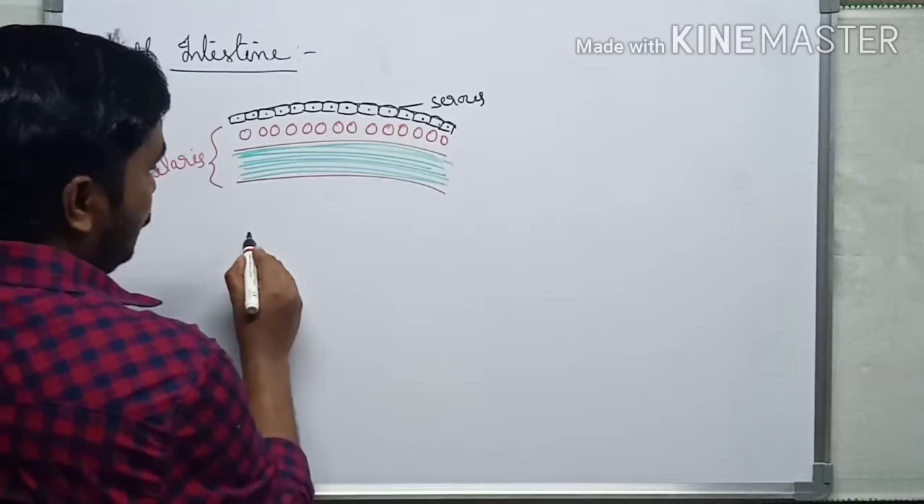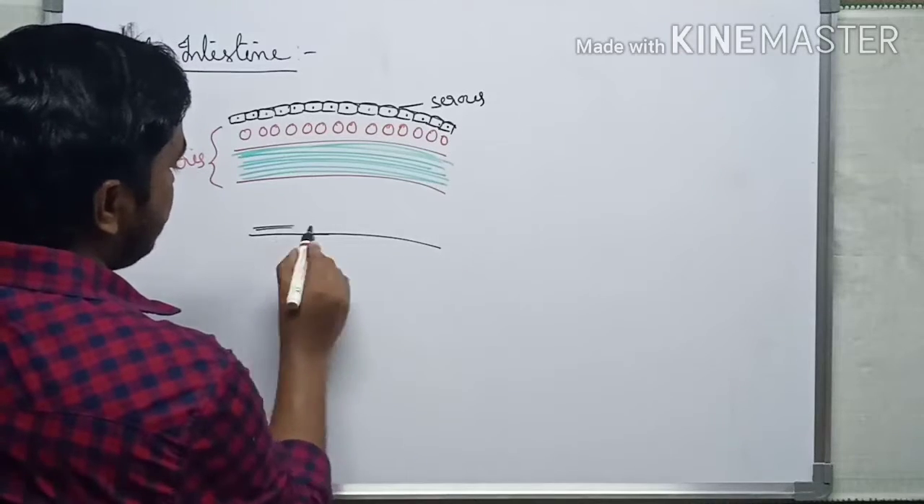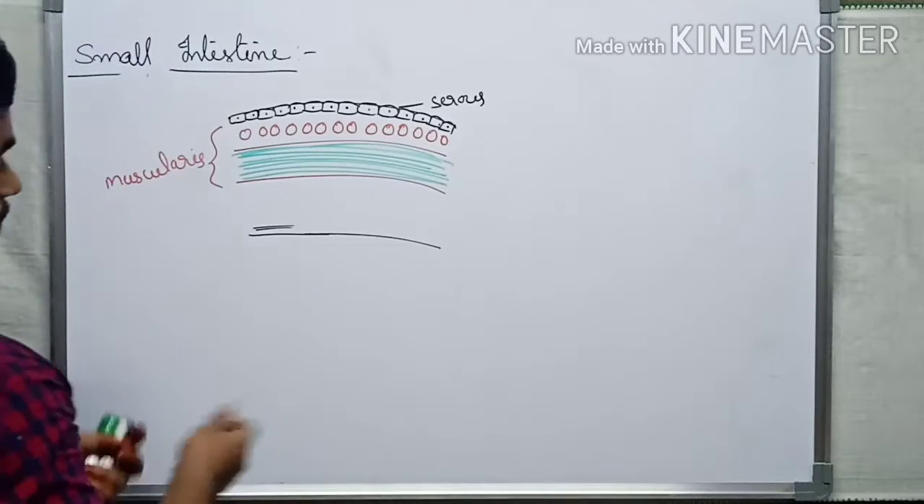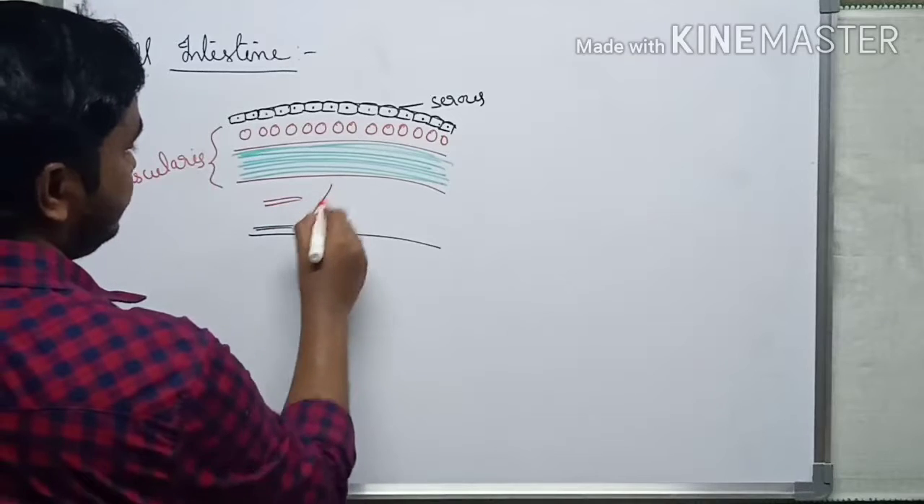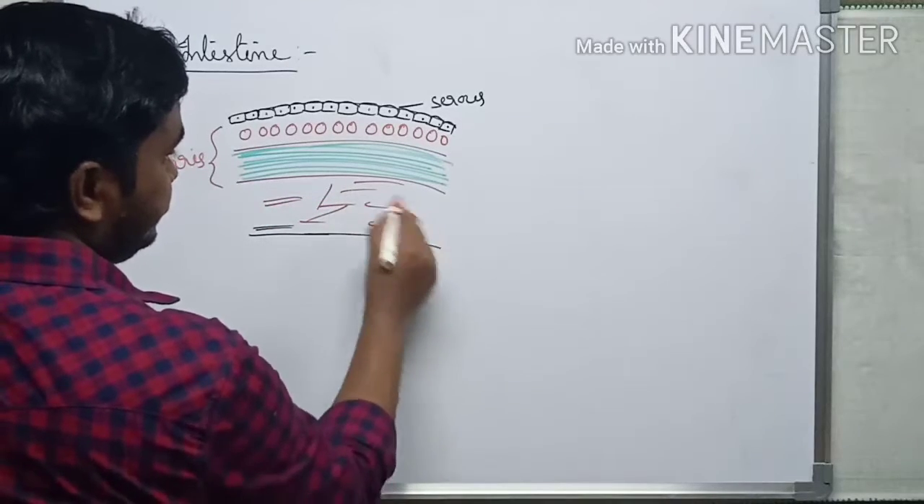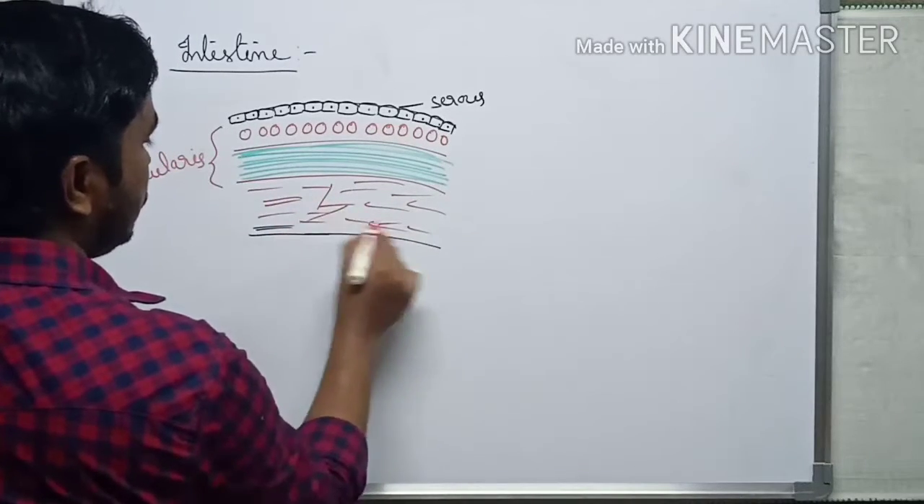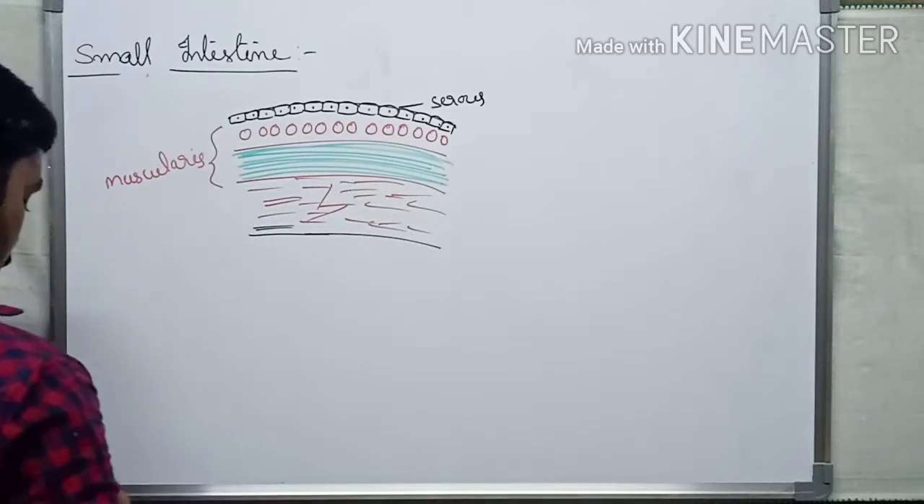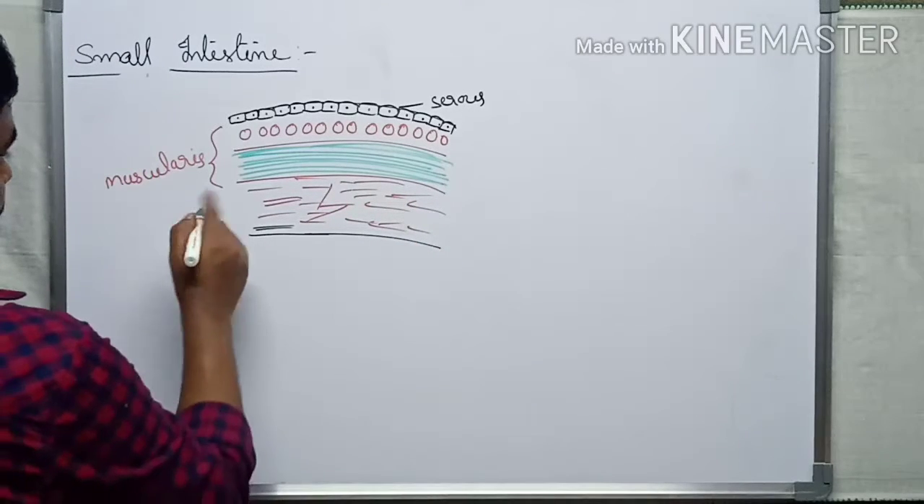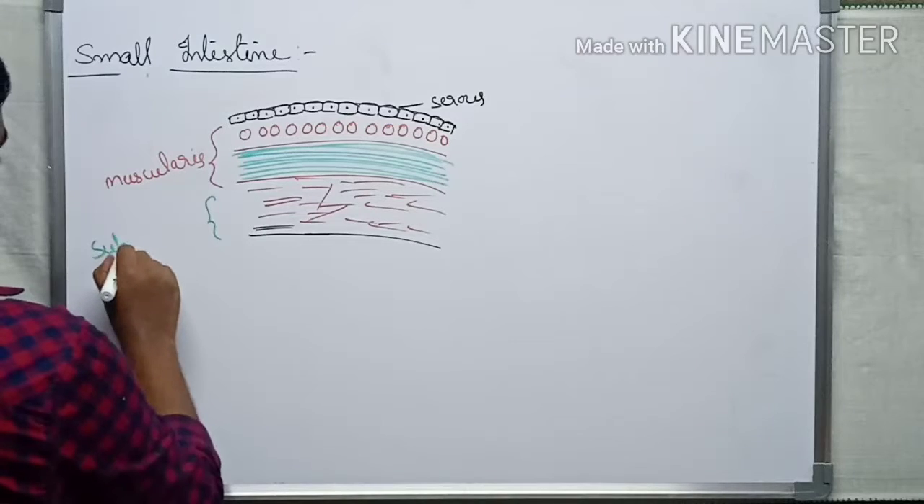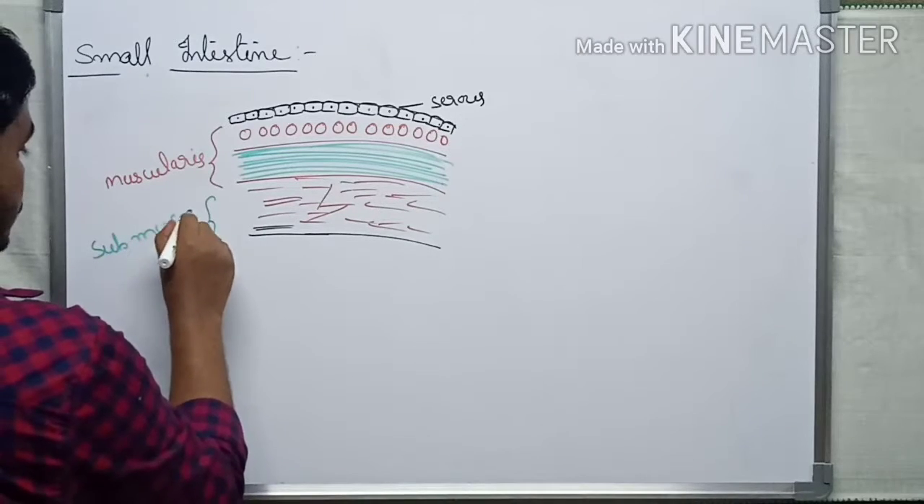Then the submucosa. Submucosa consists of some blood vessels and also areolar connective tissue. This part is called the submucosa.